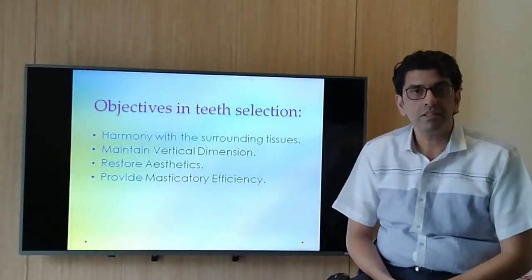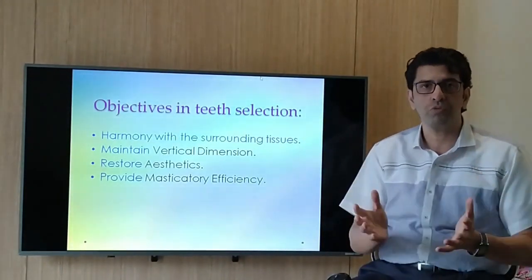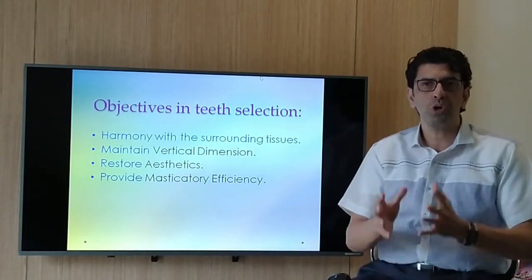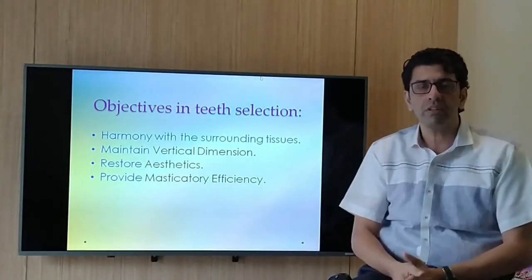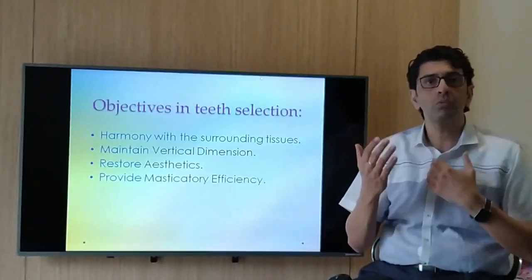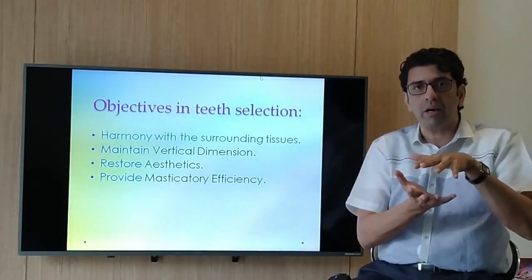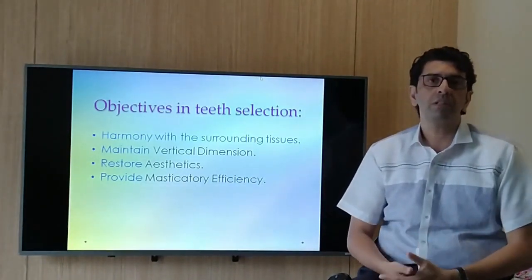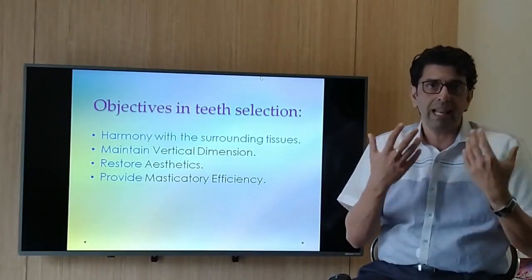So, objectives in teeth selection. The first thing you want to remember is that you need to have a harmony with the rest of the face. When the patient smiles, you don't want to be drawn inadvertently too much to the smile, but it needs to be blending in with the rest of the face. This is the first most important thing. Second, you need to maintain vertical dimension. You know, the lower face height is usually compromised or reduced when the patient loses his posterior teeth. So you want to open that up and make the face look natural.